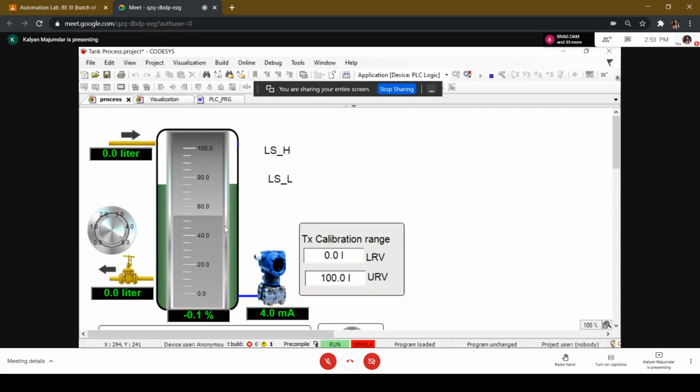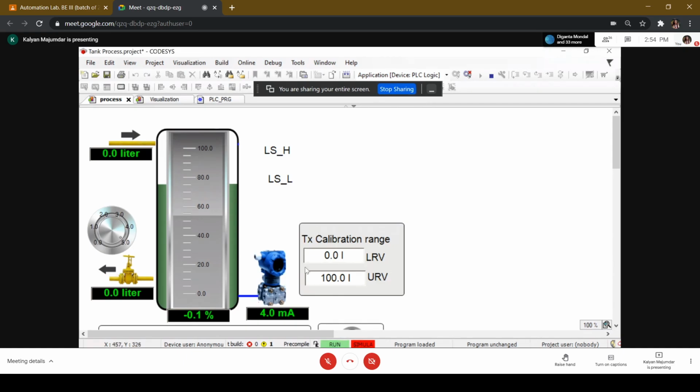It is not necessary that a completely empty tank should always be 0. It's not necessary that a 100% filled tank should always be 100% level. It's your choice. You can say 20% of the tank is 0% level and 80% of the tank level is 100% level. So you're measuring level between say 20 to 80%. That's your choice. So any transmitter needs to be calibrated.